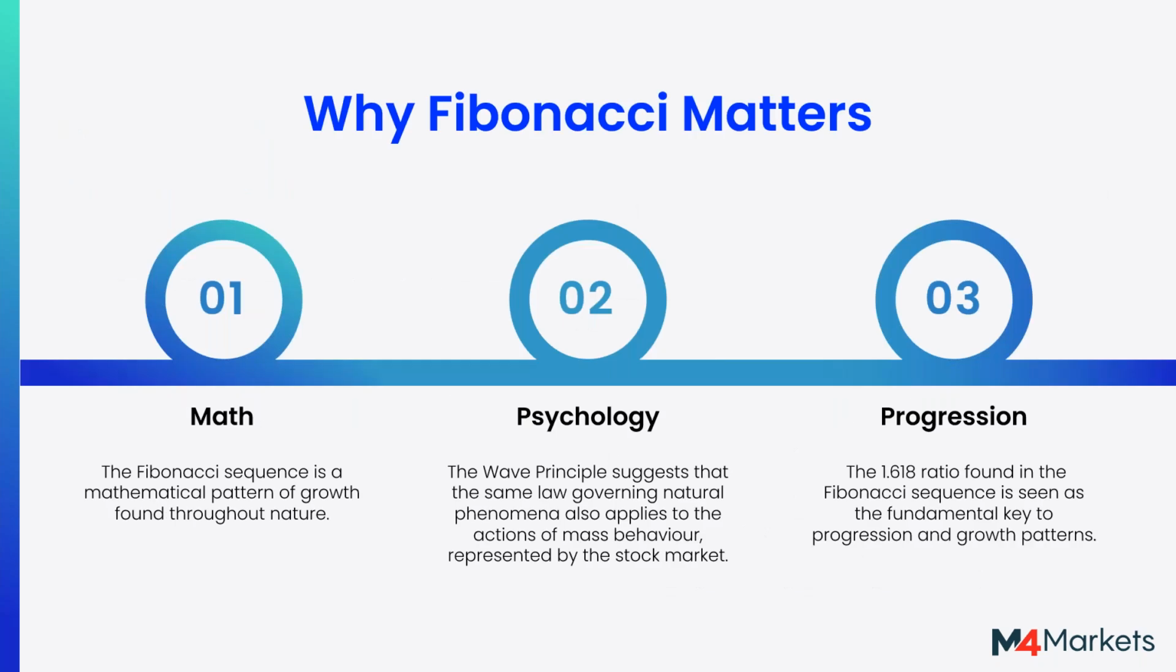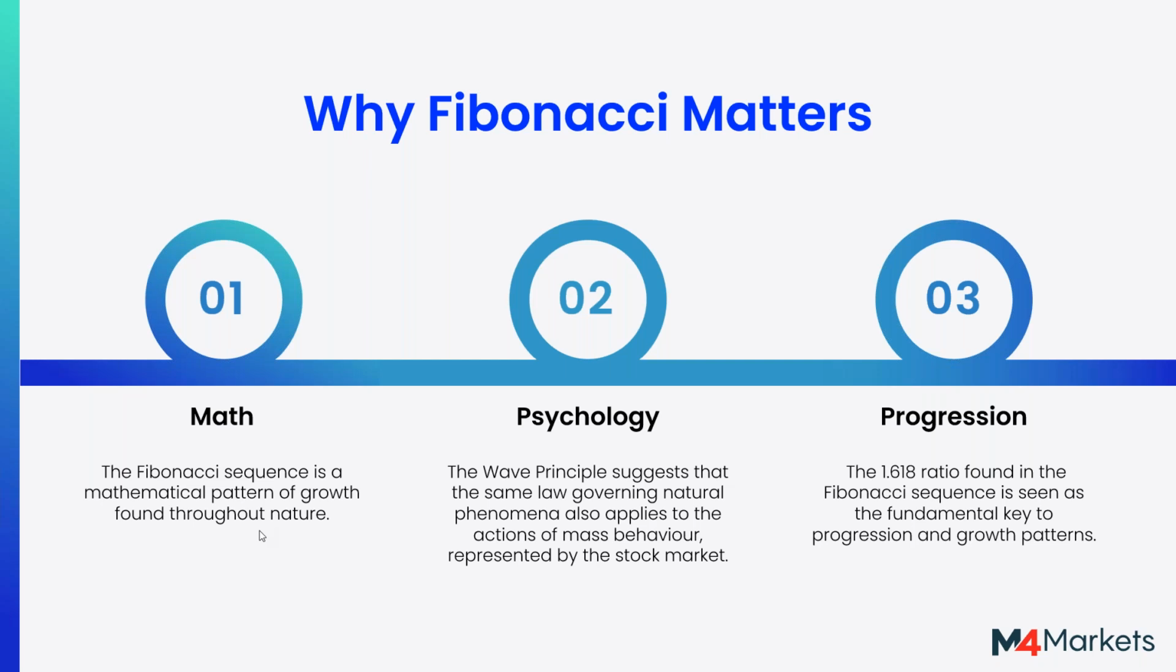Okay. So then you might ask why Fibonacci matters with Elliott waves, and why Fibonacci matters in general in the markets. For 3 main reasons: math, psychology, and progression. The Fibonacci sequence is a mathematical pattern of growth found throughout nature. You see it in our own height, including the elbow and the height of the head. These ratios exist everywhere. The 23.6, 38.2, 61.8 is not just in traditional markets, guys. It's everywhere. That connects to psychology.